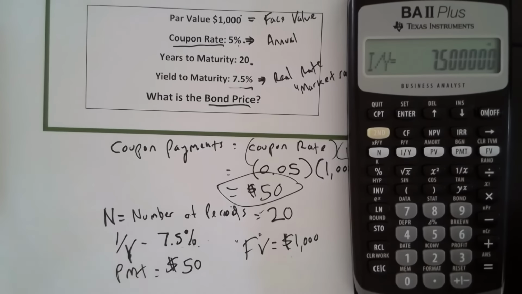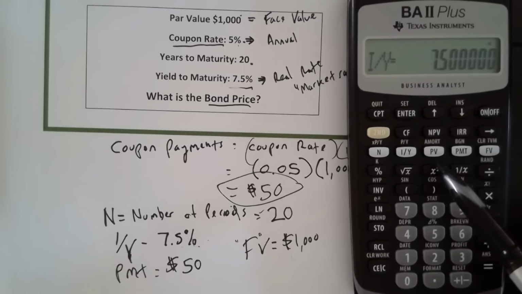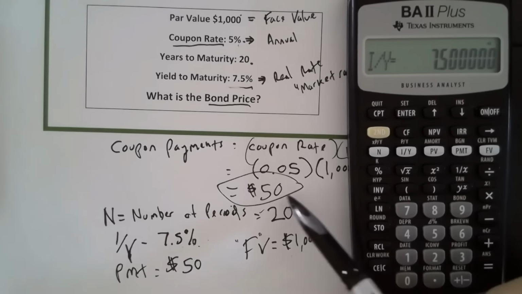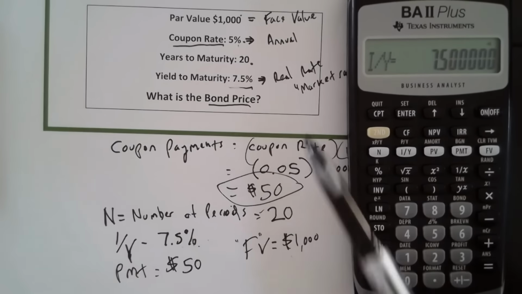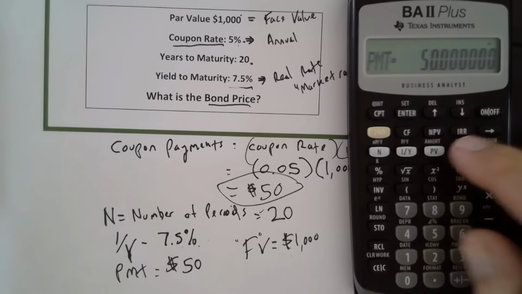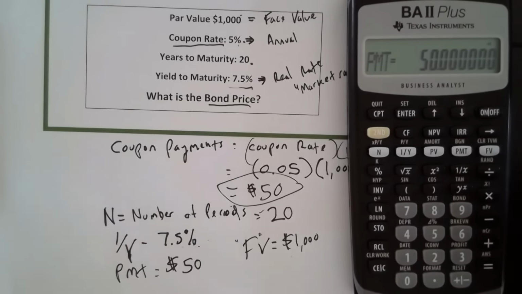Next, we're going to put the payment, because we don't know the present value. That's actually what we're trying to find out. The present value, which is the price that the bond will be today. That's the present value of all the string of payments and the maturity value of the 1,000. We do know that the payment is $50 because we found that out by multiplying the coupon rate by the face value. So it's $50 payment. And the future value, that's the face value of the bond, which was 1,000.